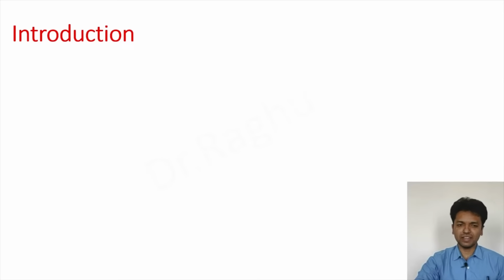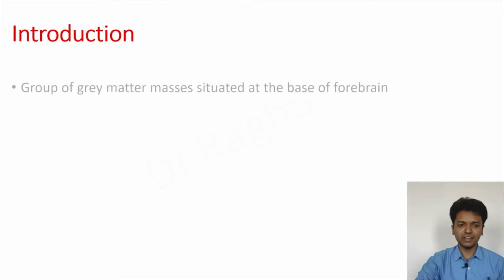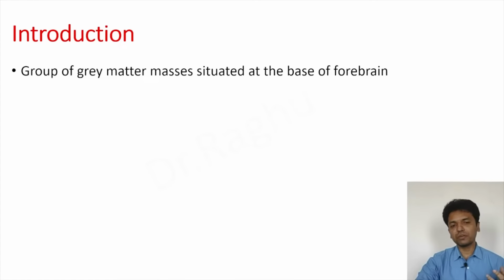So what is basal ganglia? What do you understand by the word basal ganglia? Basal ganglia is nothing but a group of gray matter masses which are situated at the base of the forebrain. Because they are situated at the base of the forebrain, that's why this group of gray matter masses are called the basal ganglia, or they are also referred to as the subcortical nuclei.